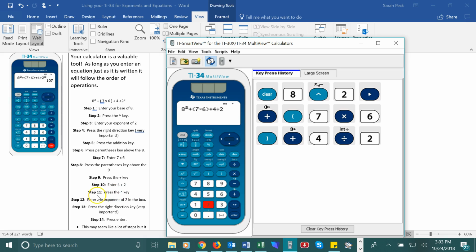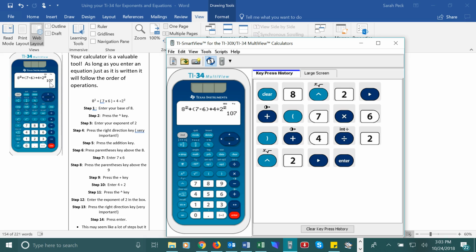We already have our base. So now we're on step 11. We're ready to press our caret key. And then you see that we have the black box. We can enter our exponent of 2. And one more time, you know what I'm going to say. Super important. Press that right directional key. And now finally we are ready to press enter. And we get our answer of 107, and you can see that matches what I did over here and have as an image for you on your tip sheet.